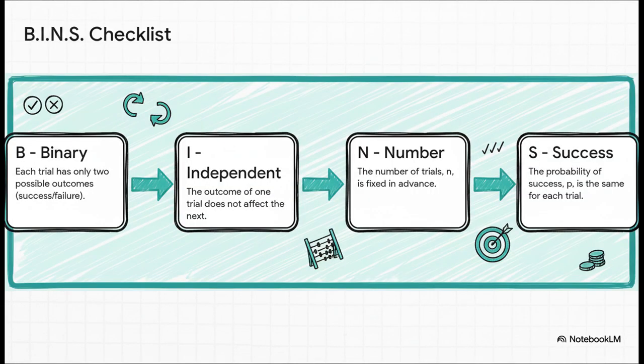All right, let's rip through what BINS actually stands for. First up, B is for binary. Each try has only two outcomes. You make the basket or you miss. I is for independent. Making one shot doesn't make you more or less likely to make the next one. N is for number. The number of trials is fixed. We know we're taking 20 shots, period. And finally, S is for success. The probability of success, that 75%, is the same for every single shot. If you can check all four boxes, boom, you've got a binomial problem.